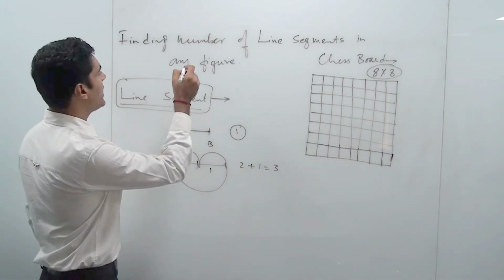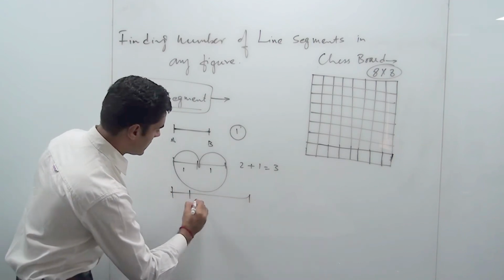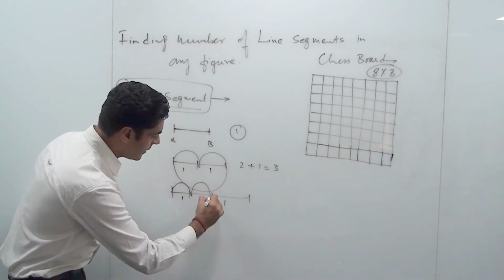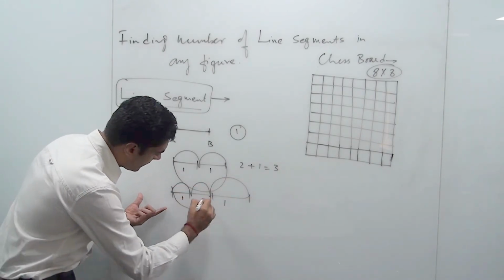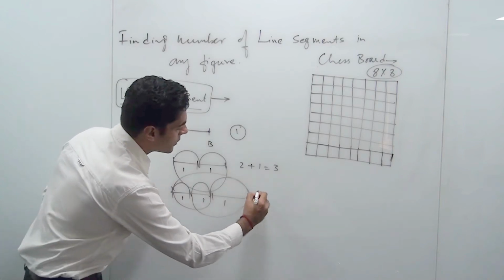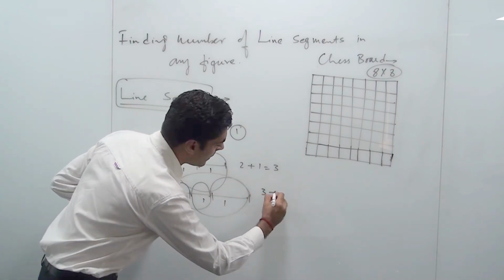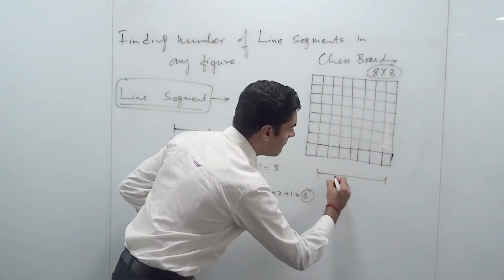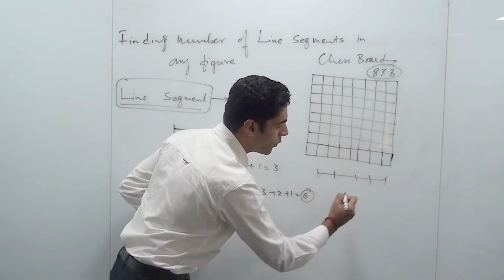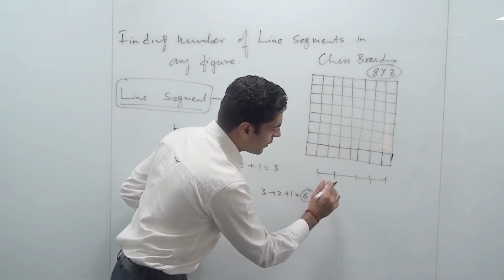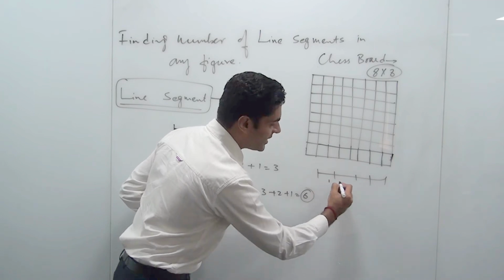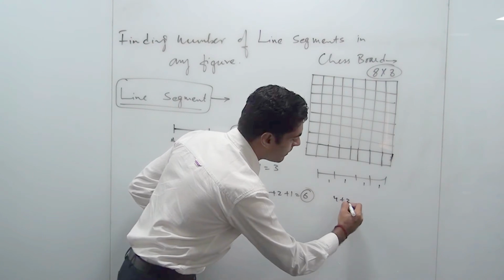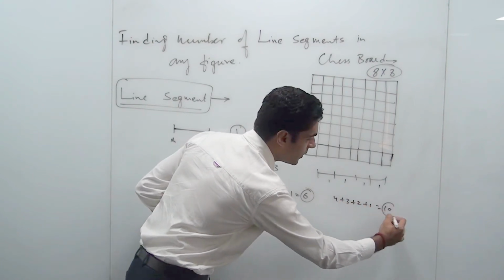If I would have made it, let's say, this. Now in this line we have line segments of 1 unit, which are 3. Then we have line segments of 2 units, which are 2, and eventually the bigger one. So the number of line segments in this will come out to be 3 plus 2 plus 1, which is equal to 6. If there would have been a line cut at 3 points, wherein I would have had 4 segments of 1 unit each, 1, 2, 3, 4, the number of line segments would have been 4 plus 3 plus 2 plus 1, which is equal to 10.